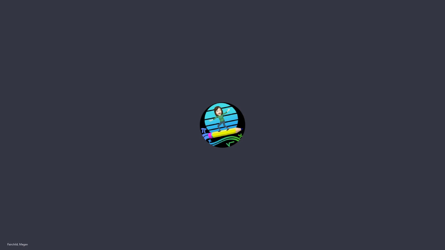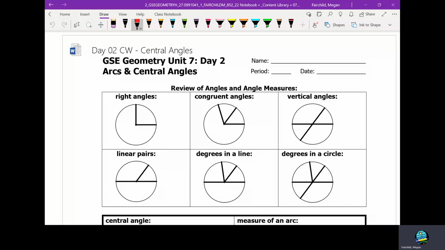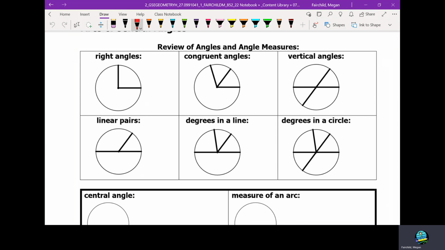Okay, so circles. We're going to talk about different angles that are formed inside of circles and arcs and all that fun stuff. So, review real quick of angles and what they are, because you're going to see all these types of angles and more in these circles. Right angles we know are equal to 90 degrees.